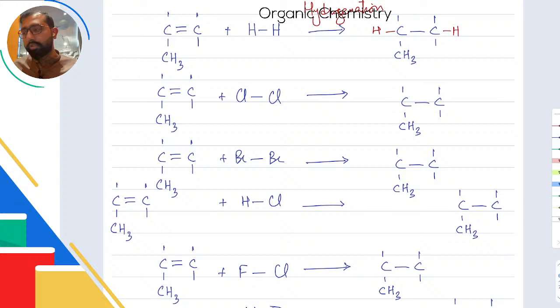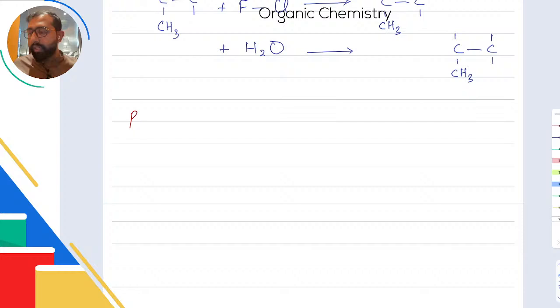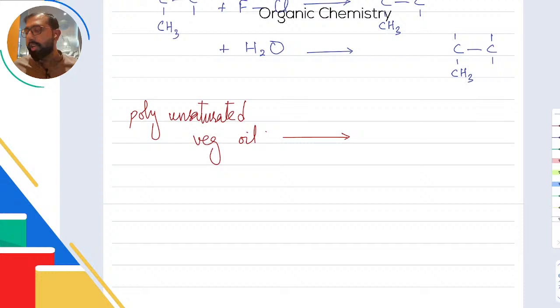Where do we use it in industry? We use it to convert vegetable oil. Vegetable oil has polyunsaturated compound. It's basically many, many double bonds. So I'll just write that word there. Polyunsaturated. Poly means many, unsaturated means double bonds. Polyunsaturated compound. That's vegetable oil. And we convert it, we add hydrogen, and we are able to convert it to margarine.